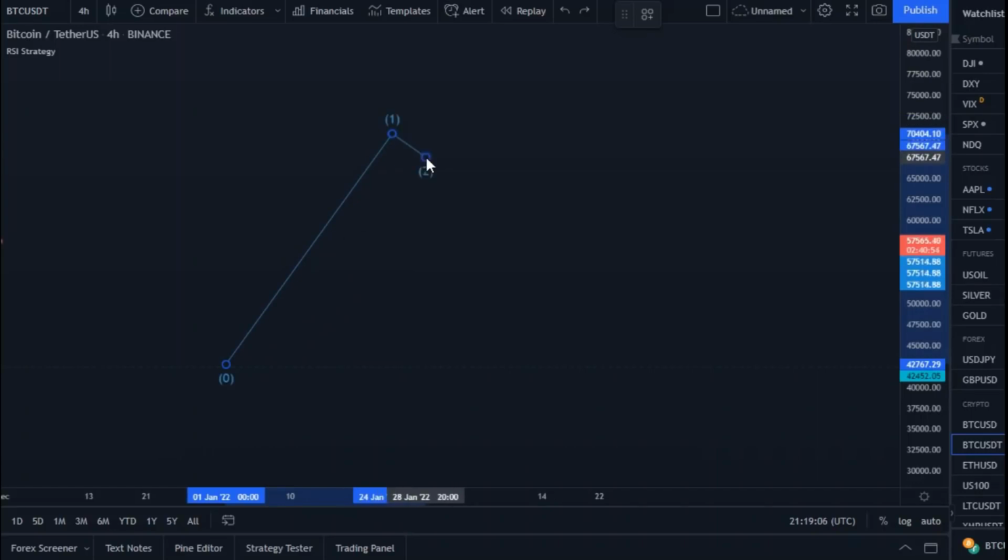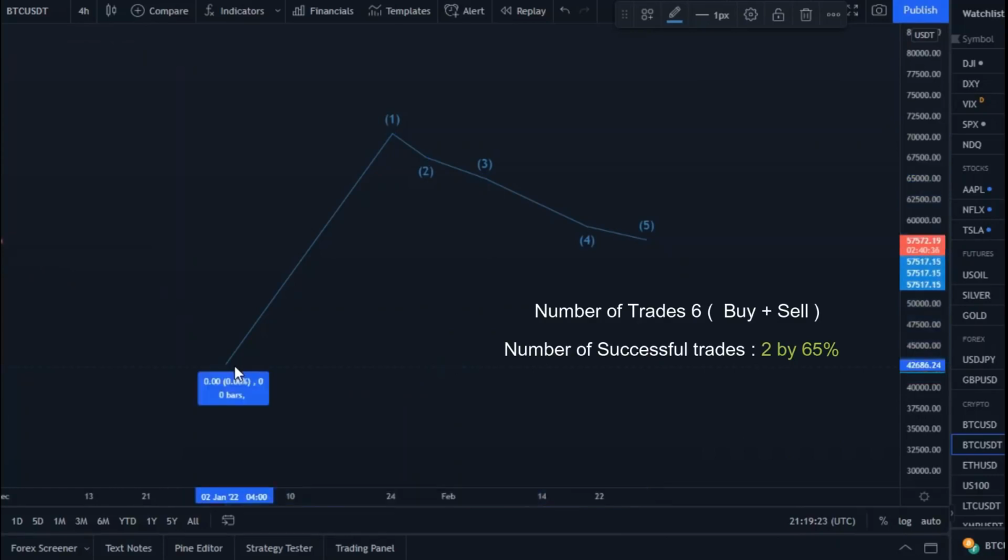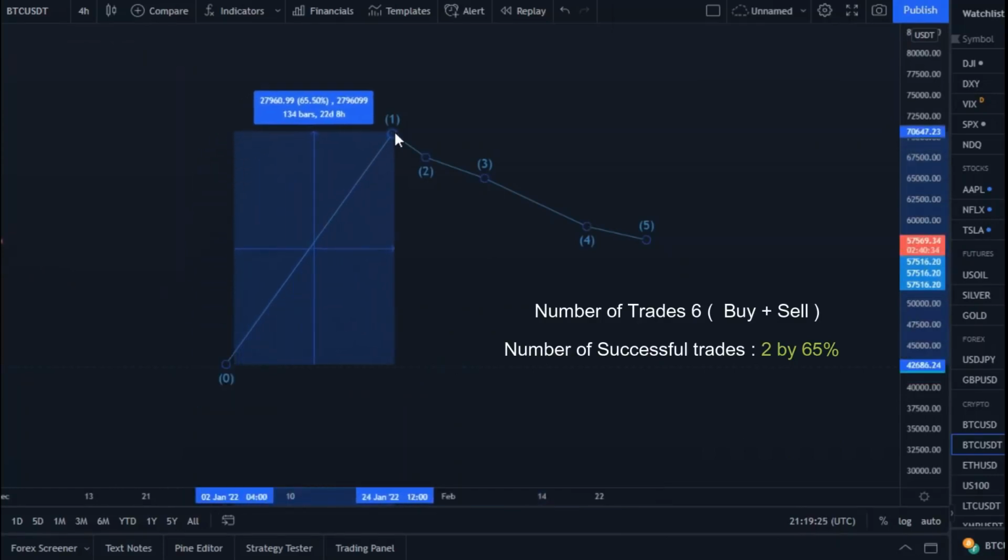Then, at point number 2 I bought again. And at point number 3 I sold. Then I bought at point number 4. Then I sold at point number 5. In this case, it means that I made 6 trades and only profited in 2 trades, which is from point 0 to point 1. And the profit rate was about 65%.